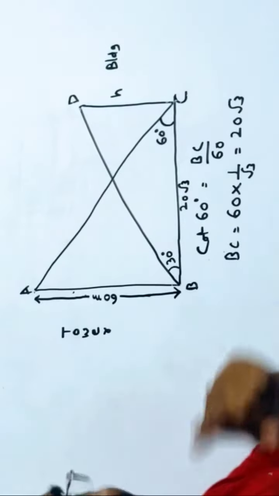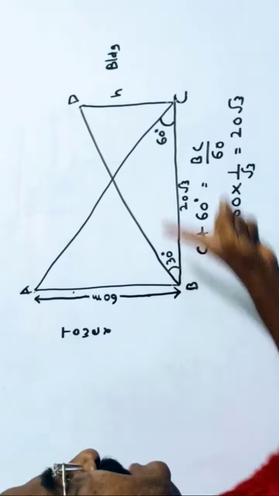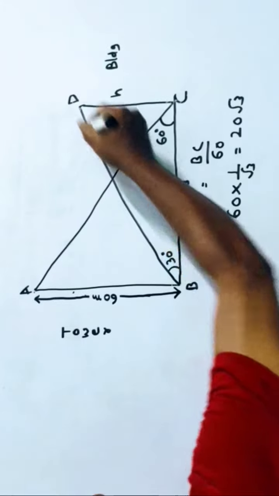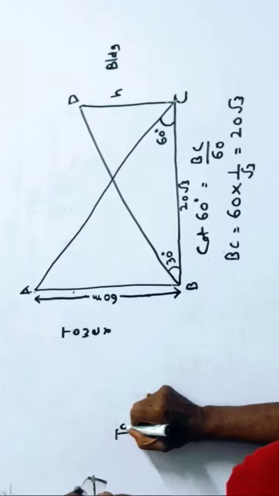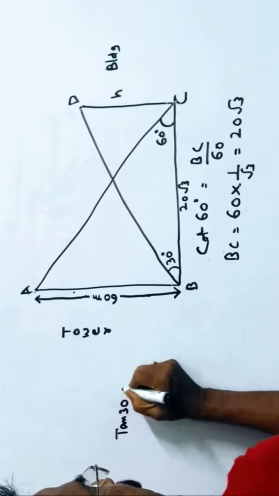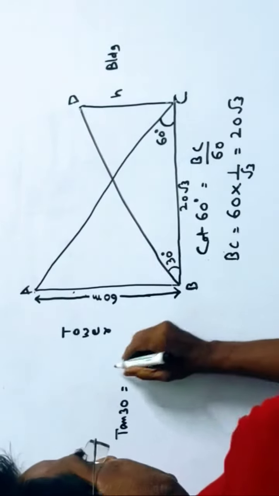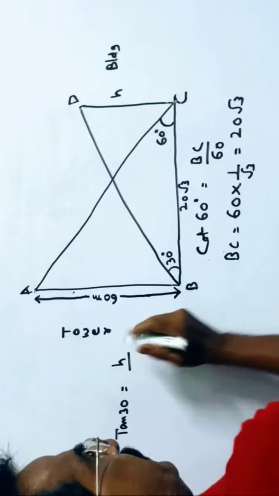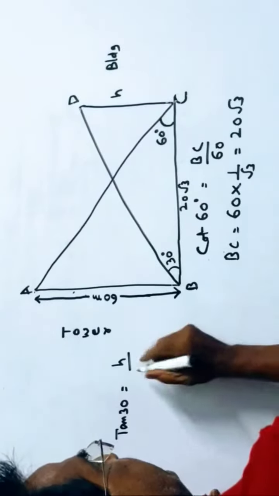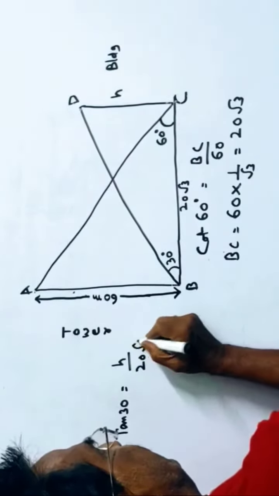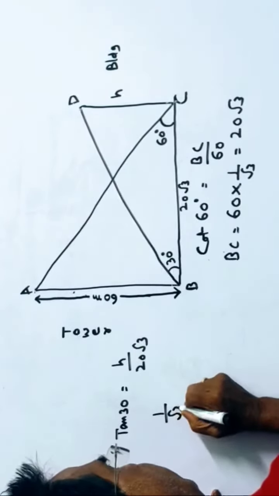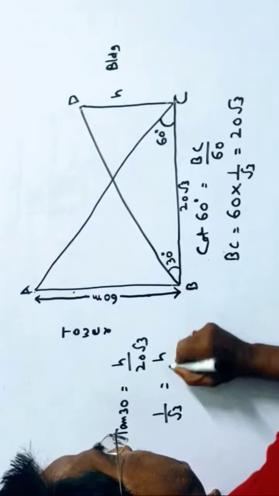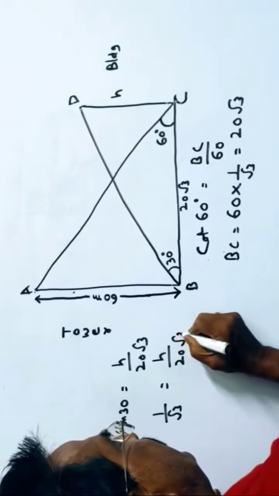Now let us consider the triangle DBC. Friends, in triangle DBC, tan 30 is equal to opposite side, that is the height of the building h, by adjacent side BC. BC is equal to 20 root 3. Friends, tan 30 is 1 by root 3. 1 by root 3 is equal to h by 20 root 3.